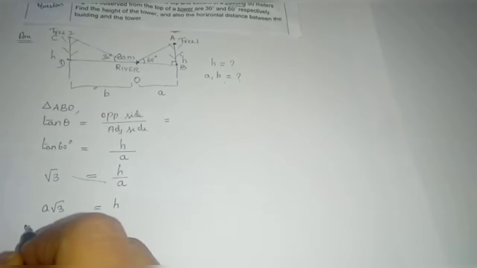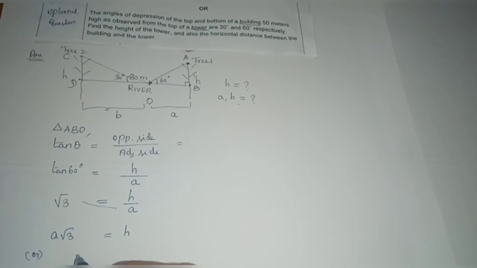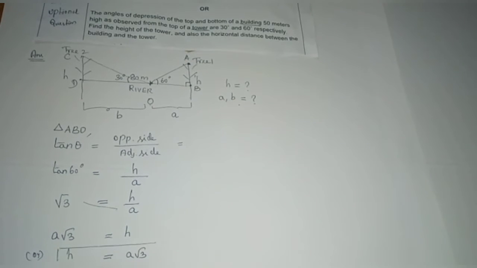Or H is equal to A√3. This is the height of the trees in terms of A.